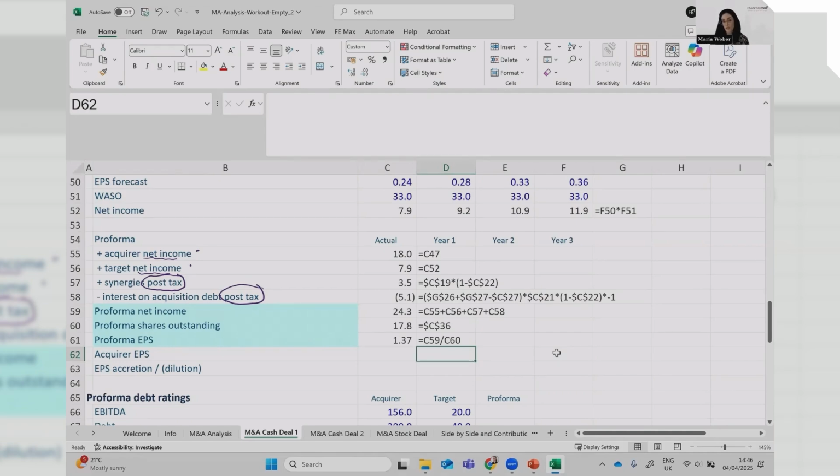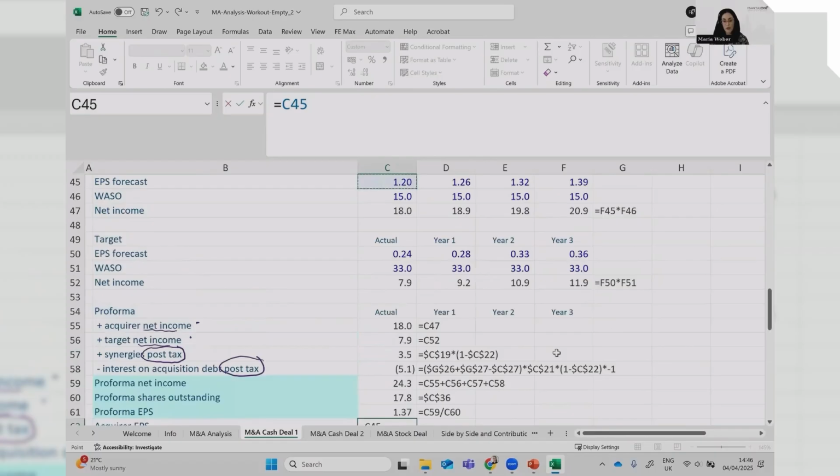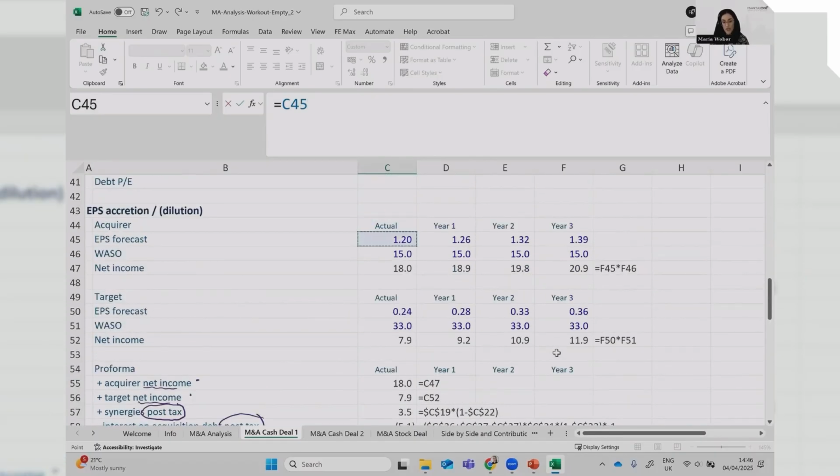The reason I want to do this is so that I can say, right, if we do this transaction on these terms, this is what the earnings per share is expected to be after the deal. I'm going to compare that to if we don't do the deal. If we don't do the deal, we carry on as we were. What is our earnings per share expected to be? And that comes from row 45.